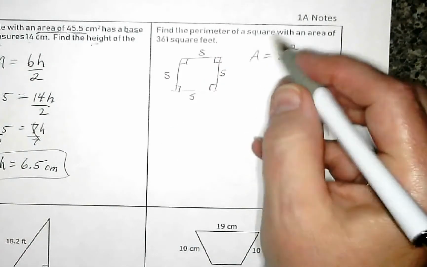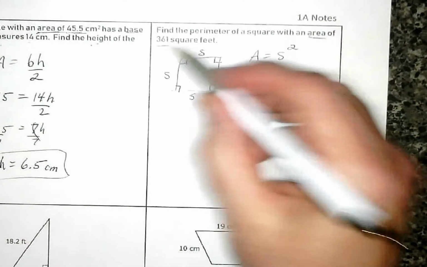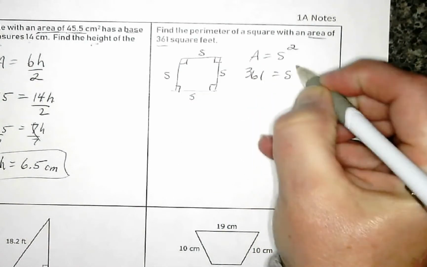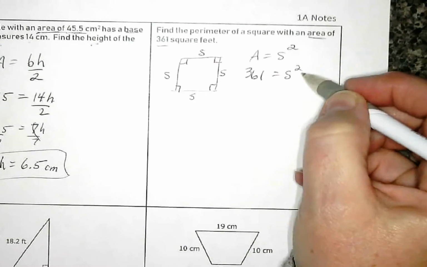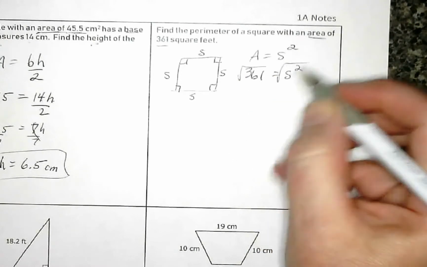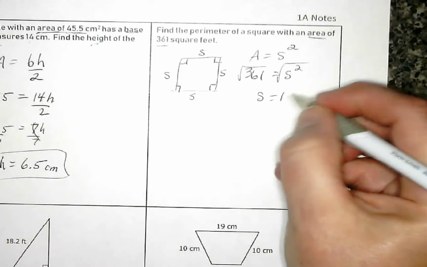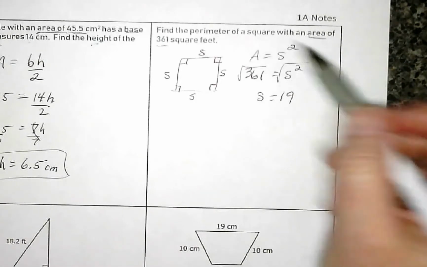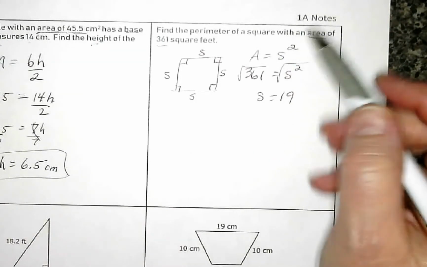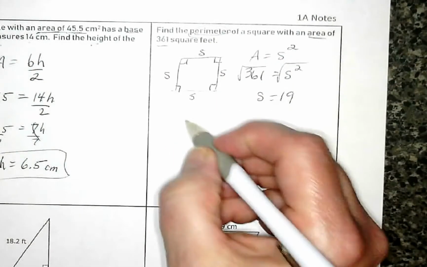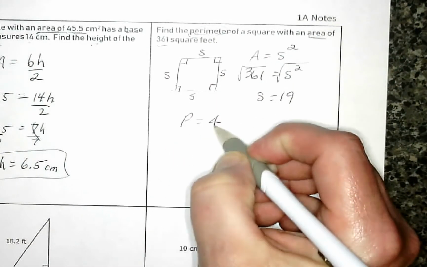Okay, and they're going to be right angles in all the corners. So in this case, they're telling me the area is 361. So in place of the A, I'm going to put 361. I don't want s squared, I just want s, so I'm going to square root. And the square root of 361 is 19. Okay, now they didn't ask me to find the side, but I needed to find the side to help me find perimeter.